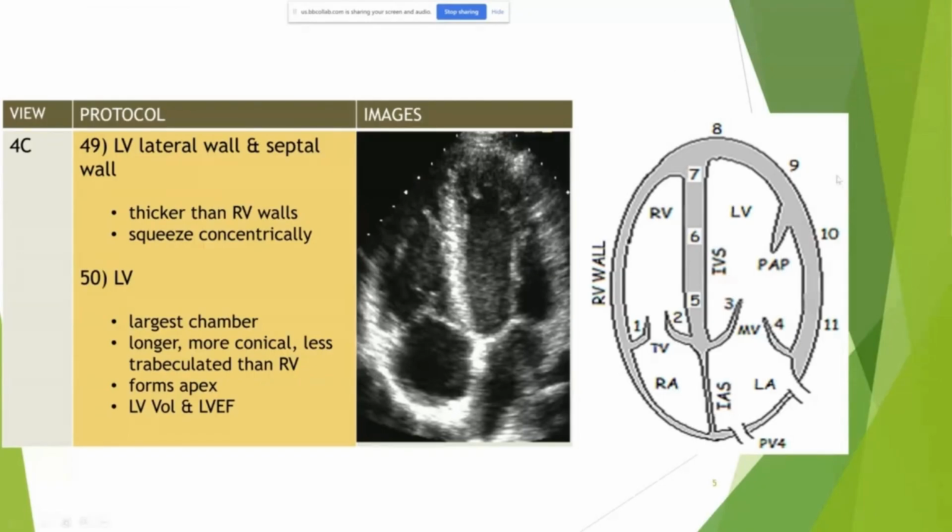I just talked about these numbers earlier. Just make sure that you try to memorize these wall segments. It'll help you out a lot.